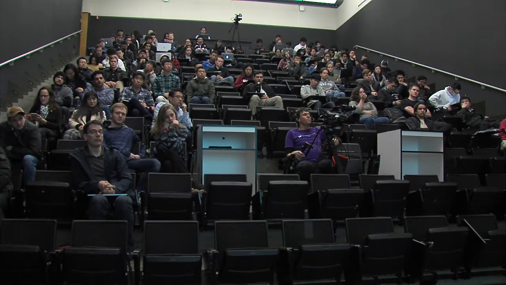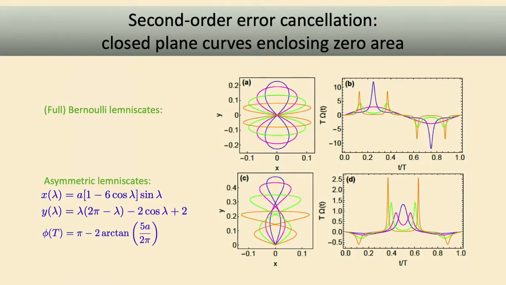So all of these figure eights end up doing identity gates because they always have an angle of pi at the origin. If you want to do non-trivial gates, you need to do something a little bit less symmetric like down here, and then you get different quantum gates on your qubit while still canceling noise to second order.